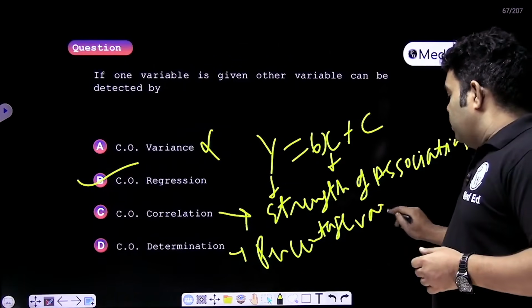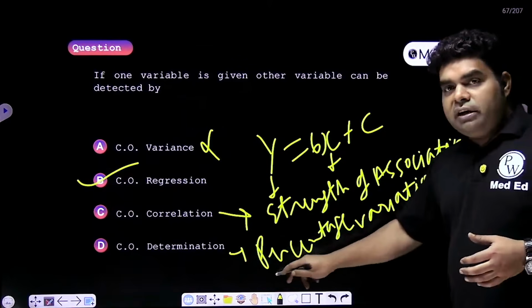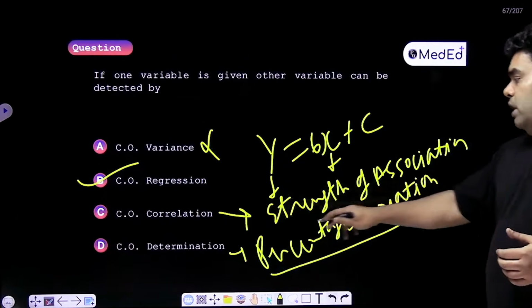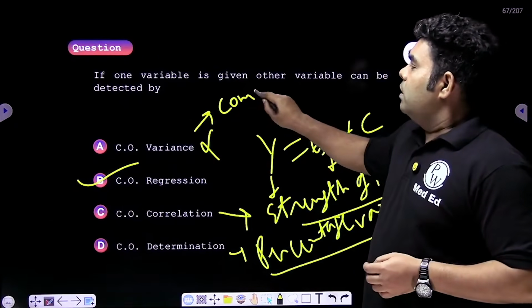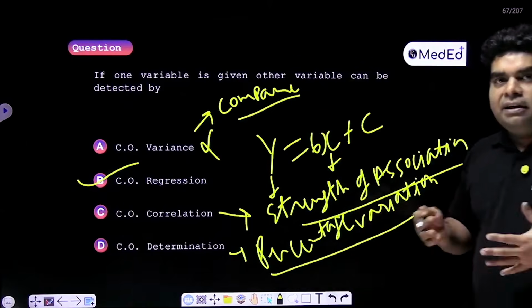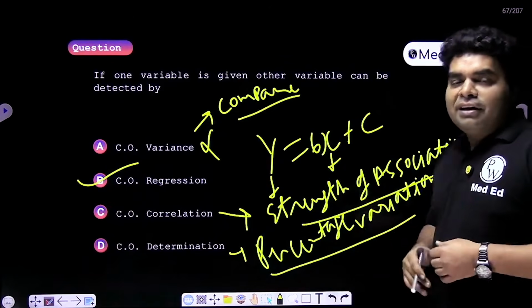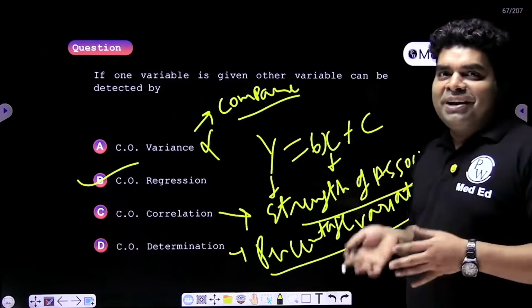So this one question can help us in revising all the coefficients. Determination tells percentage variation, correlation tells strength of association, and variance compares the quality of two data sets, or compares the dispersion of two data sets. So these are the 4 coefficients. Do revise them before the exam.